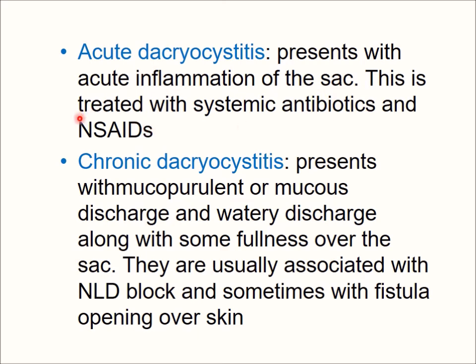While chronic dacryocystitis presents with mucopurulent or mucus discharge and water discharge along with some fullness over the sac, and they are usually associated with nasolacrimal duct block and sometimes with a fistula opening over the skin. And the treatment of chronic dacryocystitis, when it is present with nasolacrimal duct block or with a fistula, is dacryocystorhinostomy or dacryocystectomy.